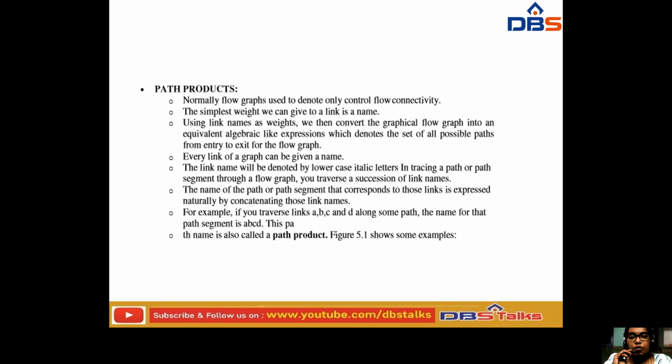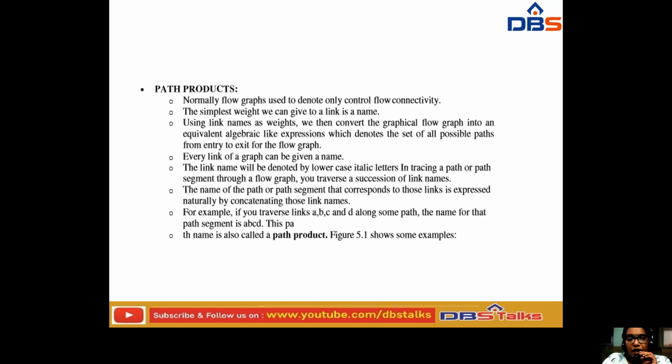Normally these flow graphs are used to denote control flow connectivity itself. The simplest way we can give a link a name. So using the link names as weights, we then convert this graphical flow graph to an equivalent algebraic-like expression, which denotes a set of possible paths.